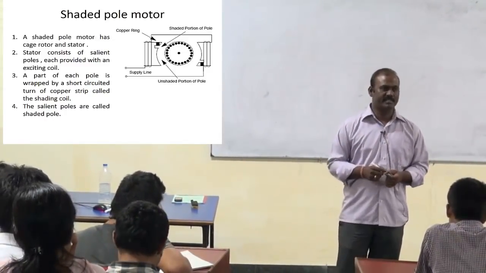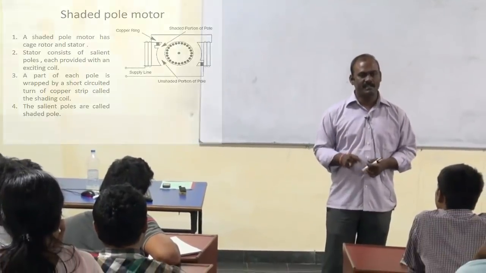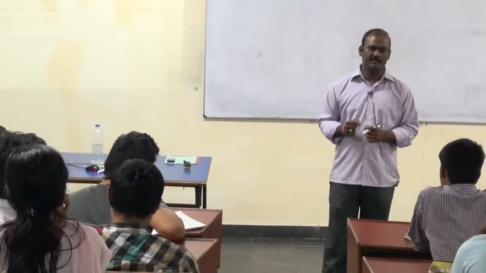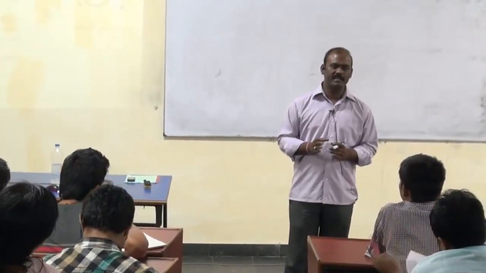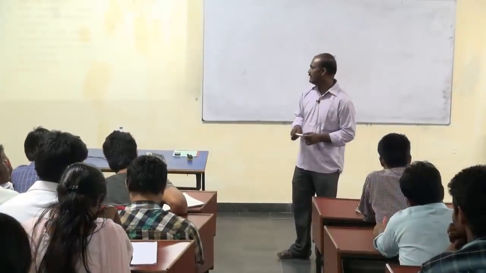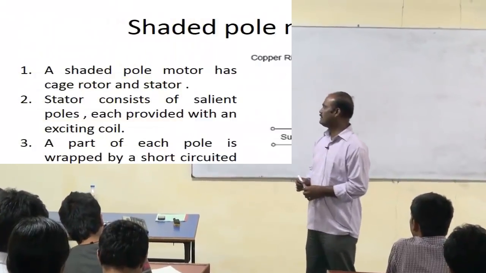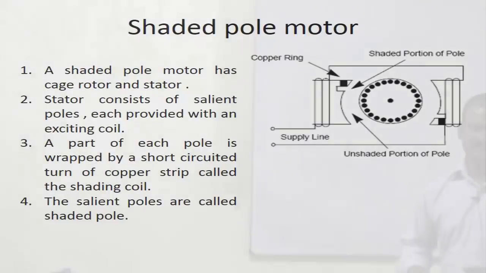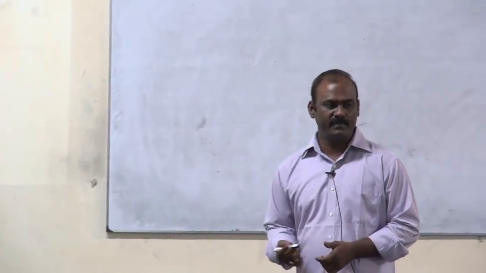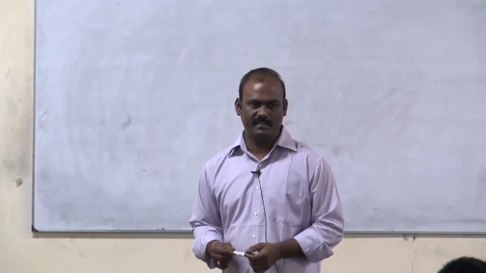So there will be some shading arrangement so that the angle between the two fluxes, main field and auxiliary flux, will be exactly 90 degrees. That shading will be there. So you can find the copper ring shaded portion of the pole, it is arranged so that you can get the required angle, so that you can get the revolving field in the air gap between the stator and rotor of the induction motor, right?